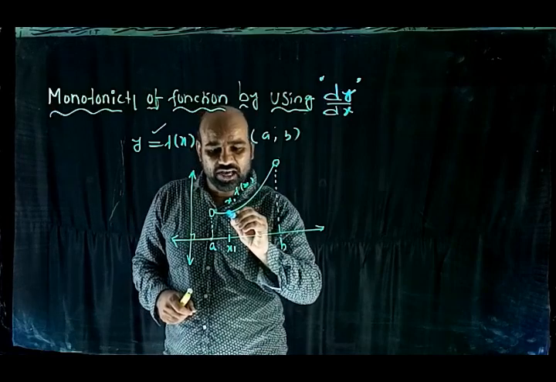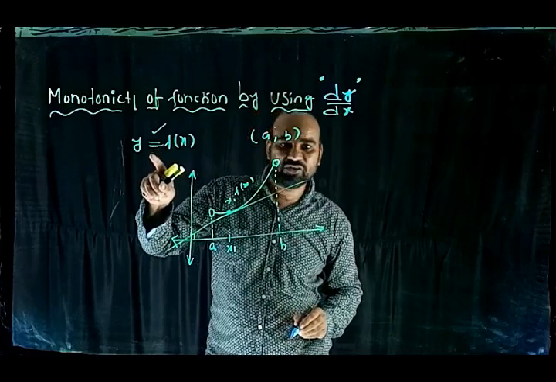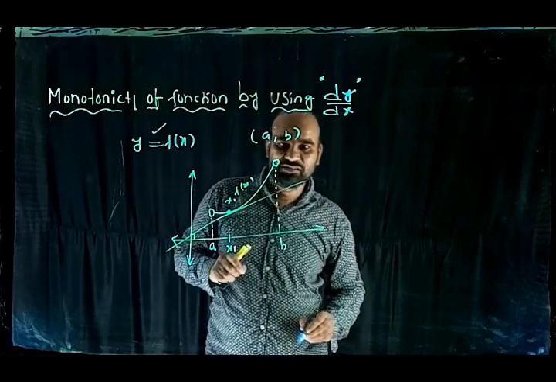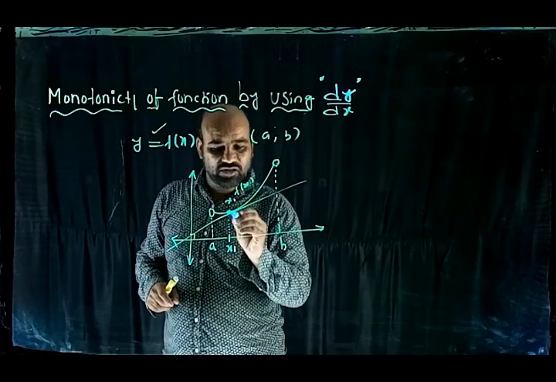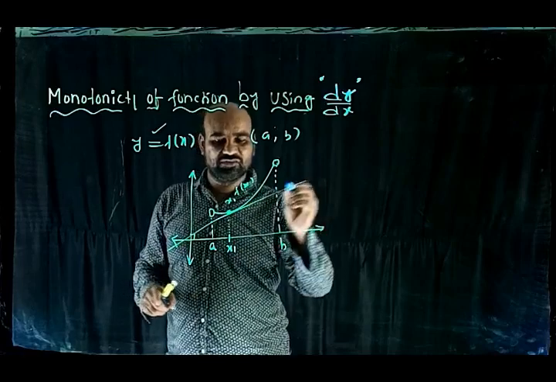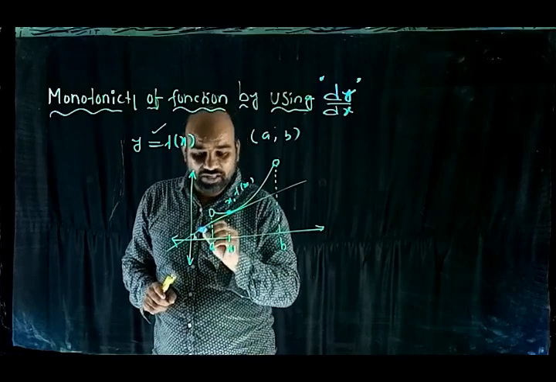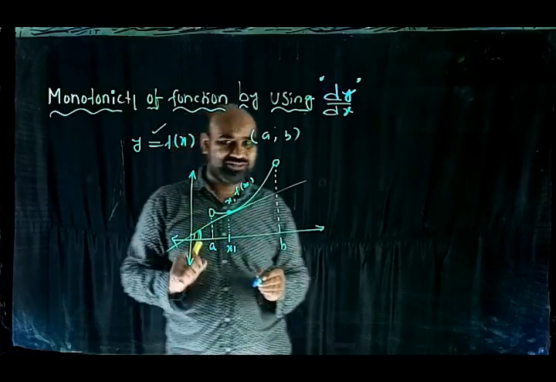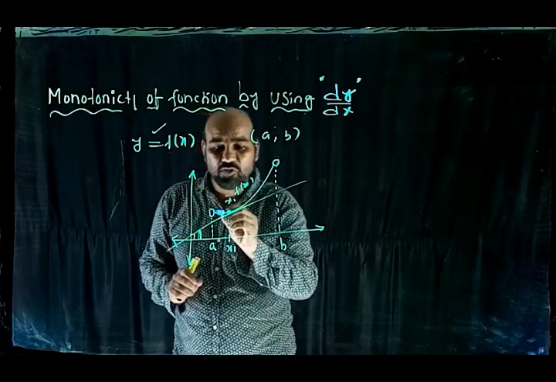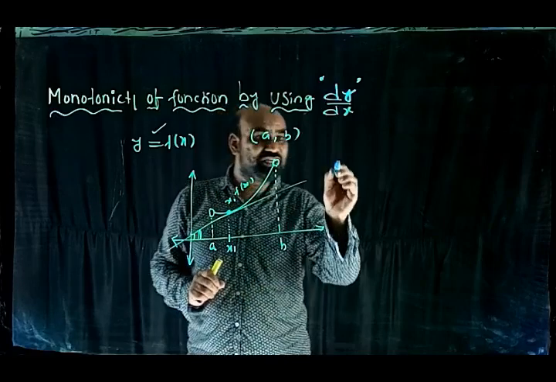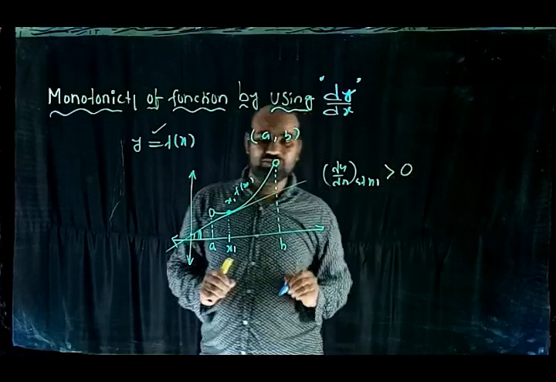At that point, draw a tangent to the graph, because already we concluded that the function is differentiable in the open interval (a, b). Means you can draw a unique tangent at any point between a and b. At x1, a tangent is drawn. Observe here, the slope of the tangent is positive because the inclination of that line is acute. Or in other words, the slope of the curve at that point is positive. Means dy/dx at x1 is greater than 0.